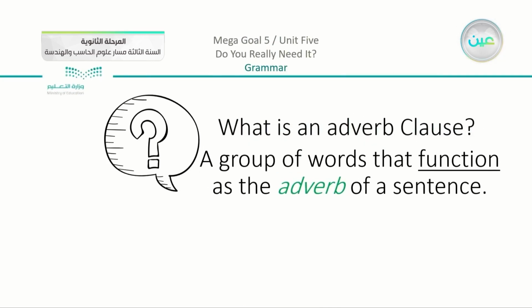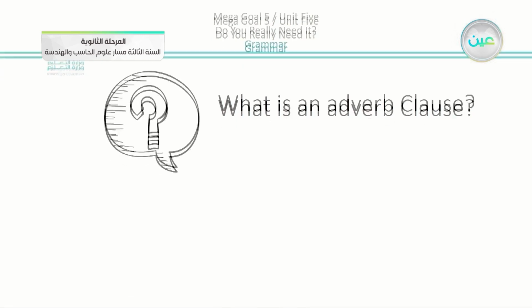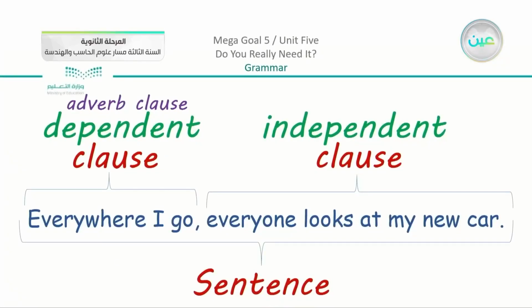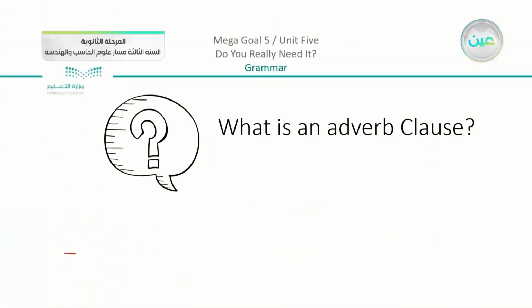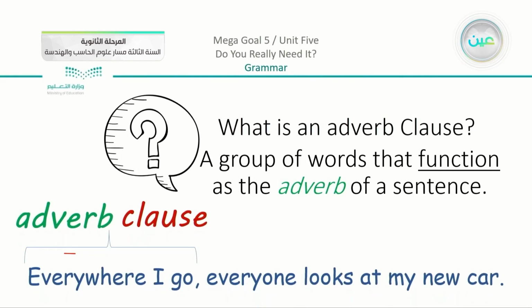It is a group of words that functions as the adverb of a sentence. So going back to our example, you can see that everywhere I go, all of this part, the complete clause, is functioning as one word, as an adverb. So we call it an adverb clause because it functions as an adverb. Now going back here, we have this adverb clause, everywhere I go.